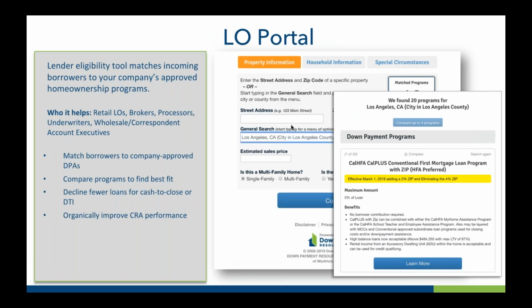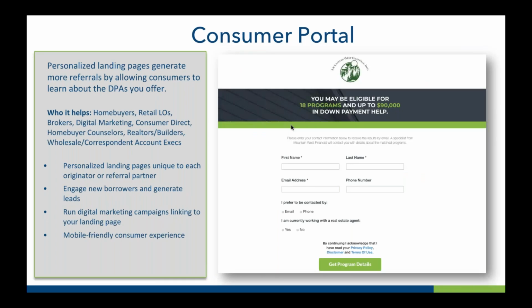We do have a couple other tools. We have a loan officer portal that's for sales, ops, risk, to access information about your company approved DPAs and compare programs to find the best fit for your clients, decline fewer loans, and improve CRA performance if you're a bank. And then we have a lead gen tool, our consumer portal, that allows you to access consumers and market to them with information about the DPAs you participate in.